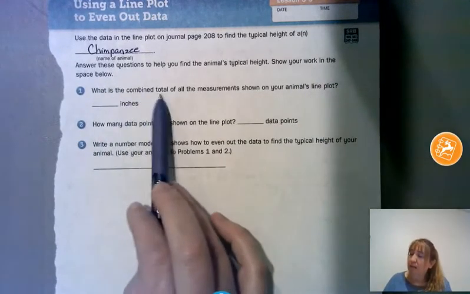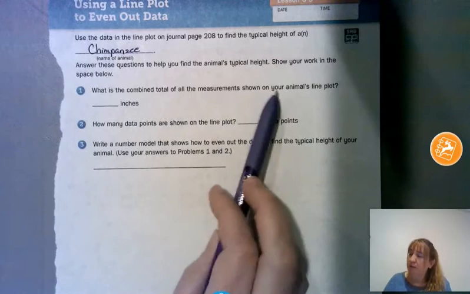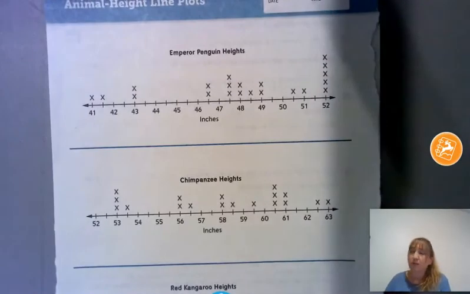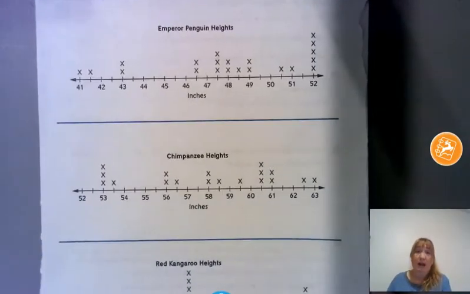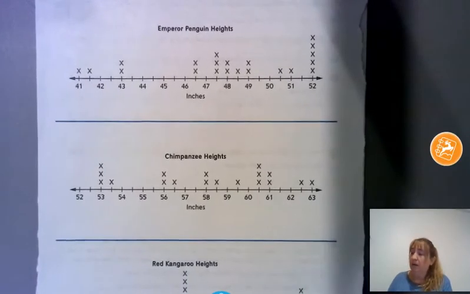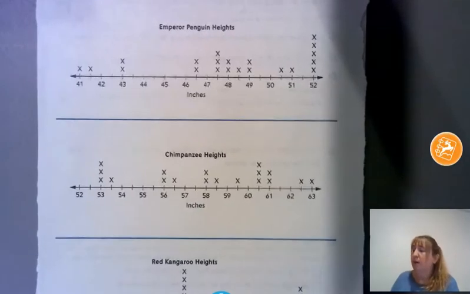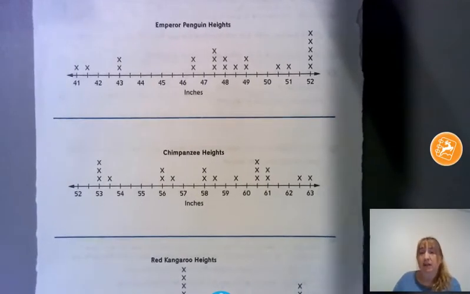What is the combined total of all the measurements shown on your animal's line plot? Wow, okay, what is the combined total of all the measurements? So what we're going to have to do here is add up all 18 chimpanzee heights. And the way I like to go about this is to look at these in each column and then break up the columns and then add those up.